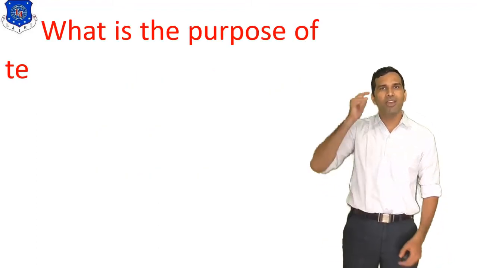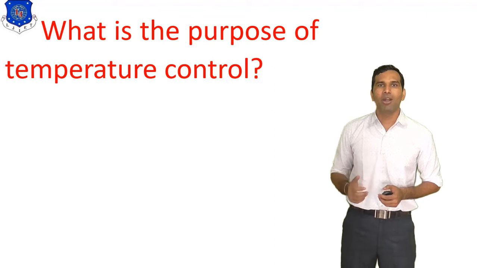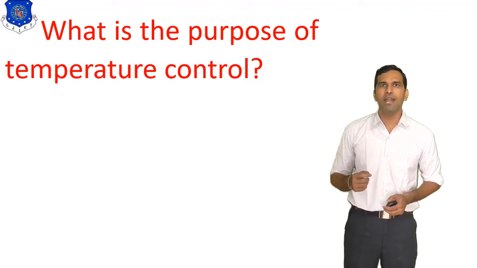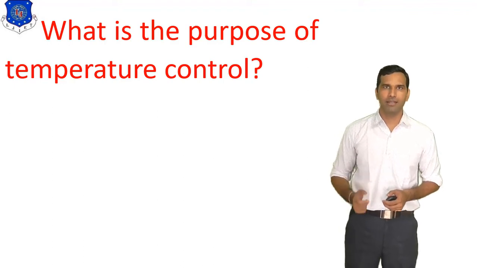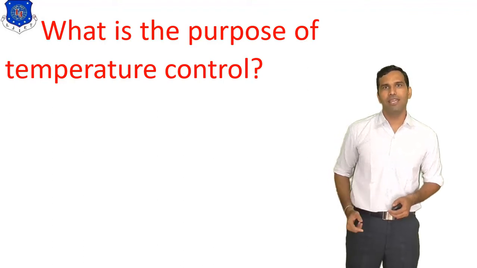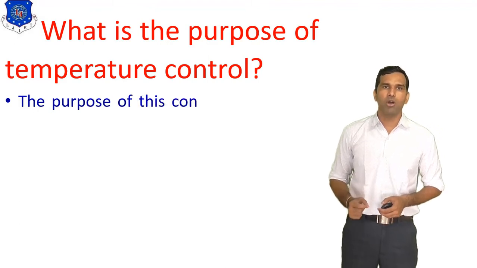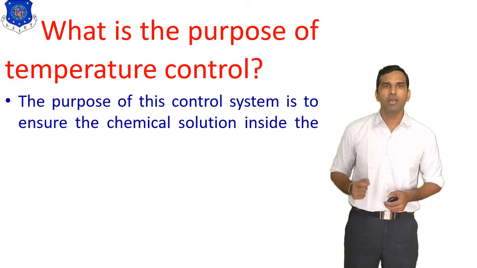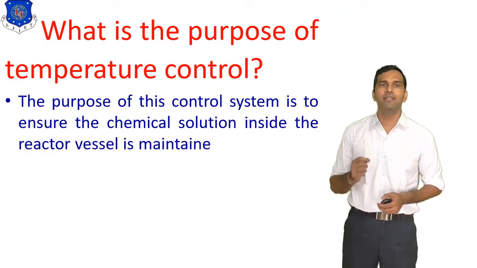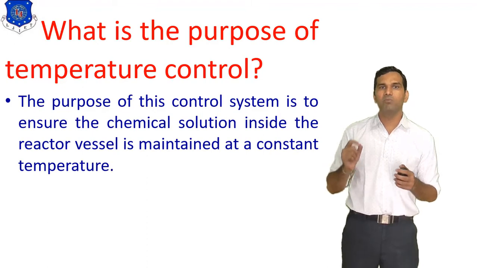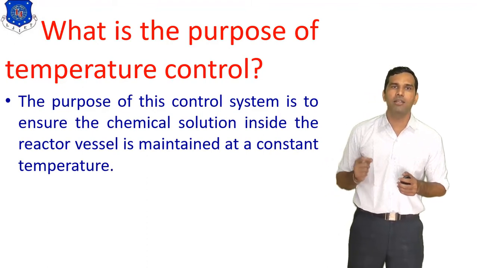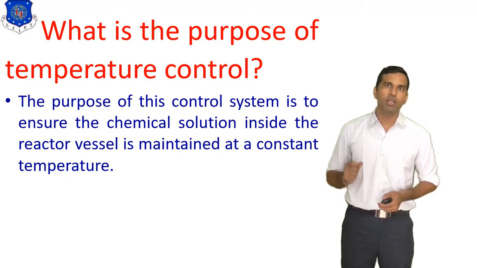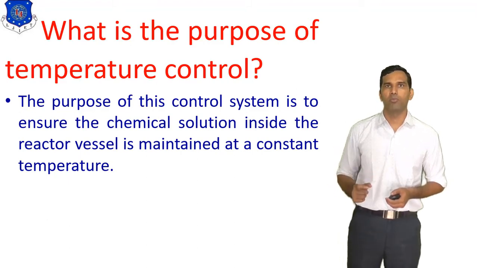First of all, one question comes to our mind: what is the purpose of temperature control? That means why do we require temperature control in a reactor? The answer is that the purpose of this control system is to ensure the chemical solution inside the reactor vessel is maintained at a constant temperature. This is the main aim of this control.